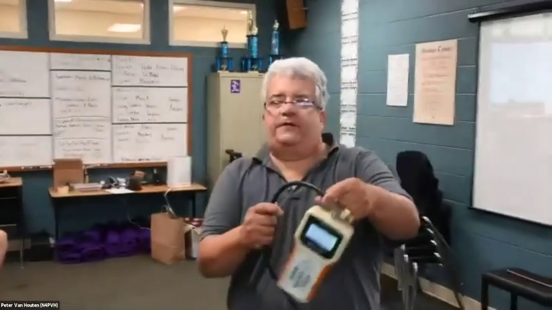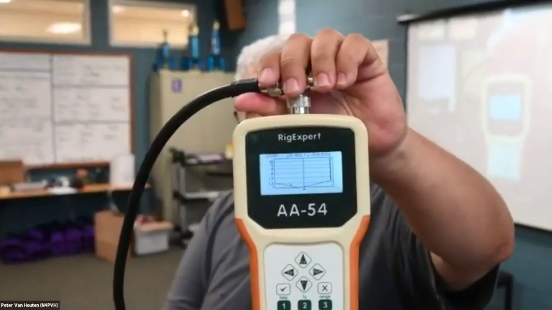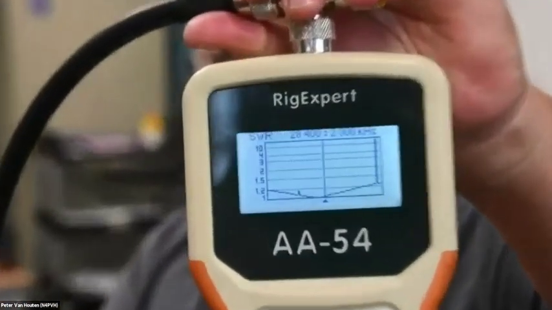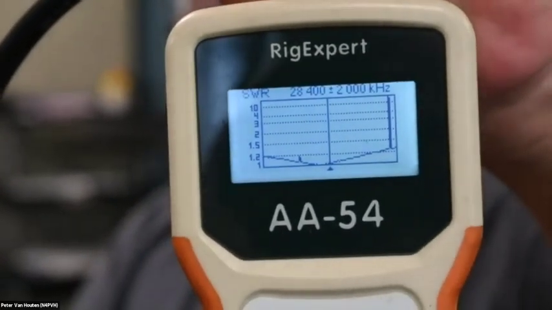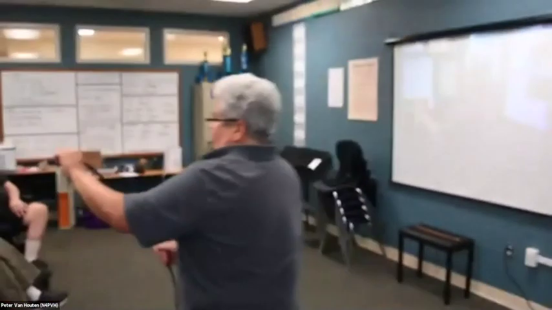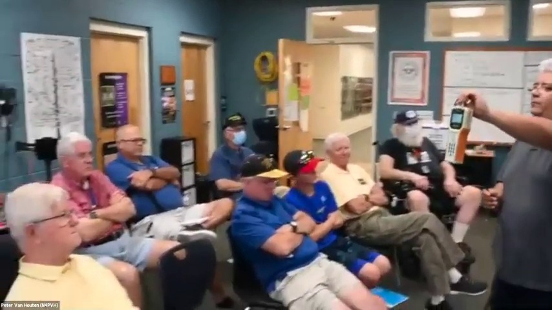So there it is. Now that is plus minus 1 megahertz, and the center frequency is 28.4. Okay. Super. So you see that the minimum is on the center frequency at 28.4 megahertz.